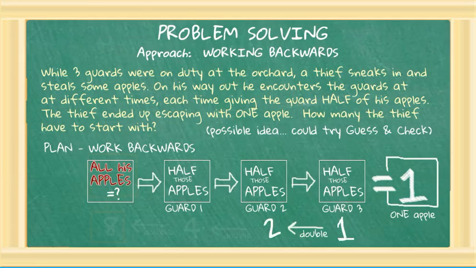So guard 1 was able to get 1 apple from him. The second guard got 2 from him. The third guard got 4 from him, which had to have been half of what he started with. So he must have started with 8 apples to begin with.